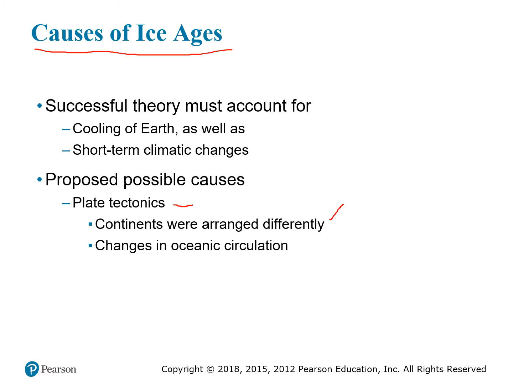And if you have more ice sheets on continents, that would affect the albedo on Earth. Albedo is the percent reflectivity of solar radiation. So if you have more ice covering land, that's going to reflect more solar radiation back out into space, and that will cool down Earth, right? That can also alter ocean circulation as well.